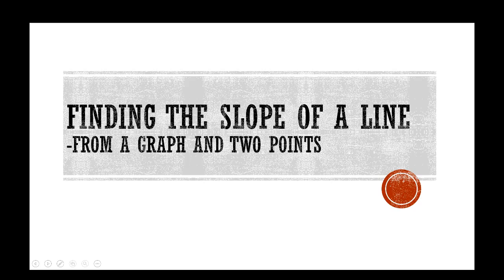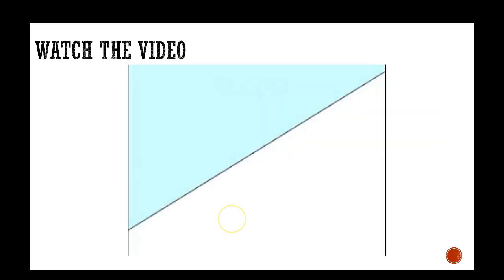This video is going to cover finding the slope of a line, and we're going to look at it two ways, from a graph and from just when we're given two ordered pairs or two points. So first, let's watch this video.